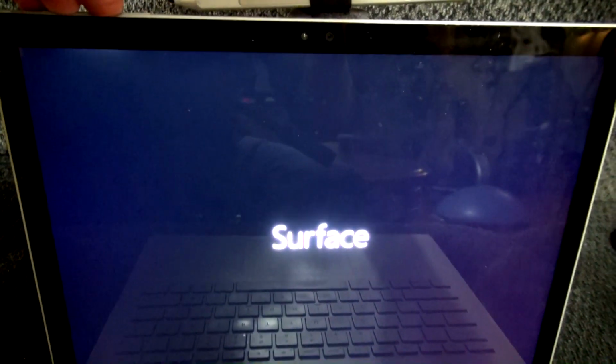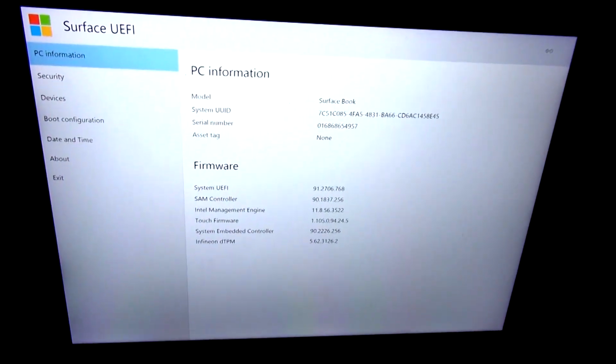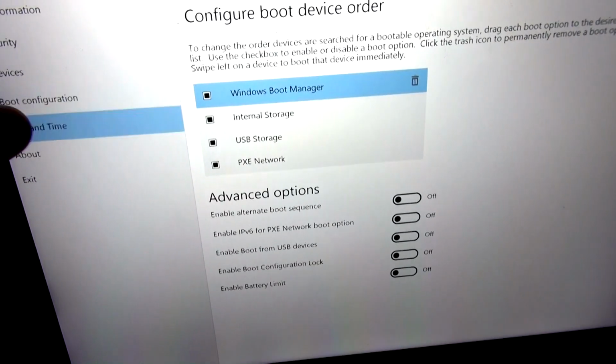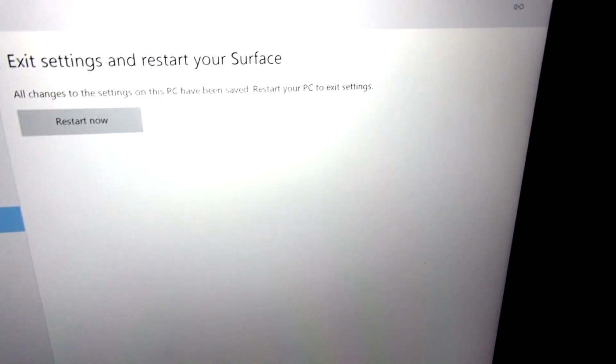And it's restarting now. And hold them in, hold them in, keep holding them in. It'll come up by itself, Surface Pro. And now you're into this mode here. Check it out. So when you're in here, you can look at all the stuff. And then you want to hit exit, restart, and this reboots and restarts the computer.